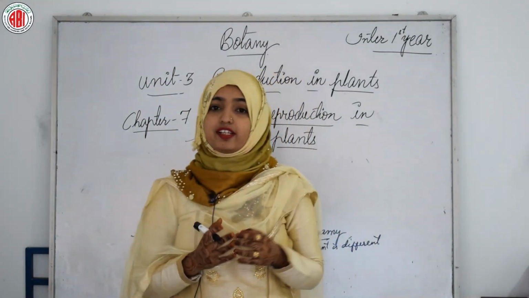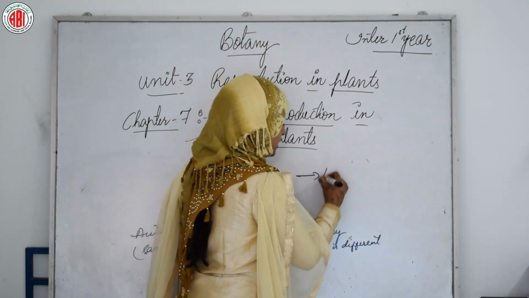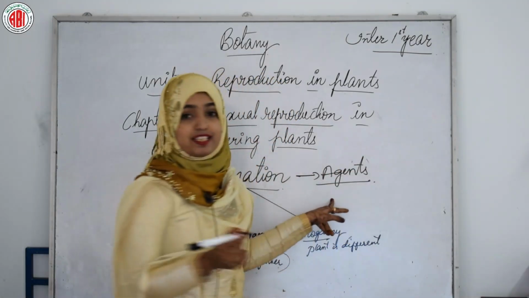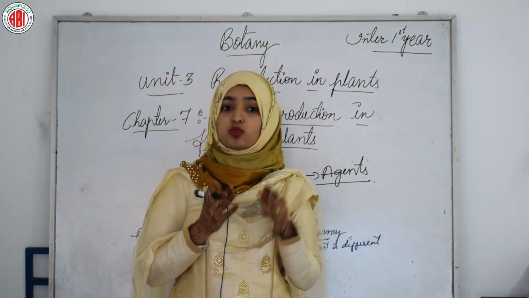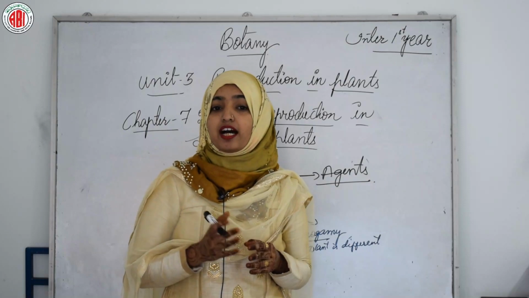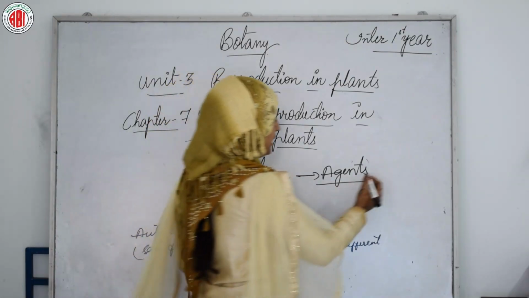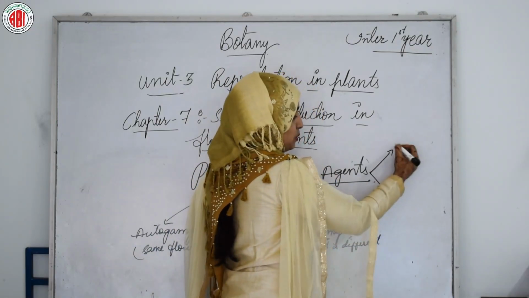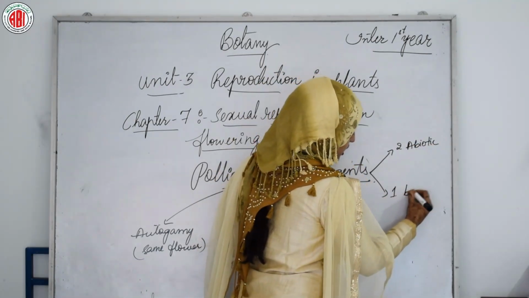Now after learning about the different types of pollination, let us move forward towards the agents of pollination. What are the agents that help in the mechanism of pollination, by which pollination is taking place? So plants use two abiotic and one biotic agents to achieve pollination. Normally there are two major agents, and from that we again have two abiotic agents and one biotic agent.